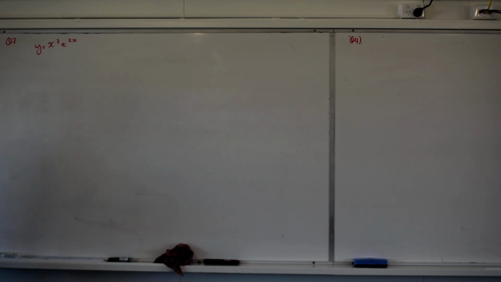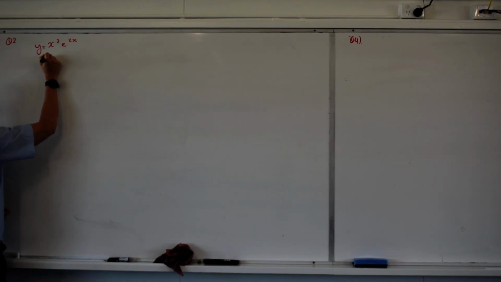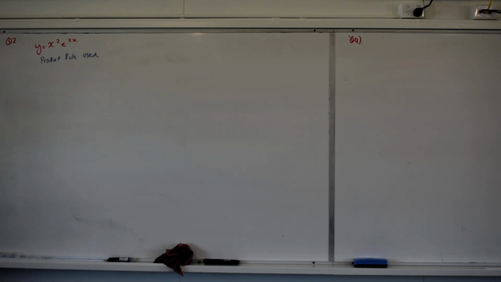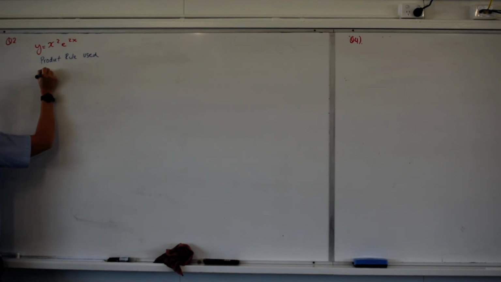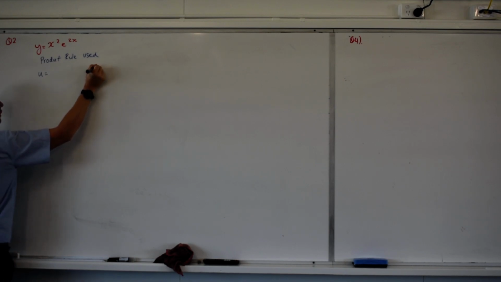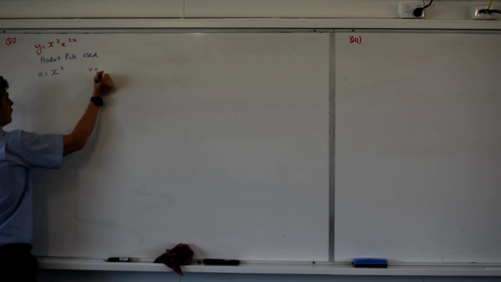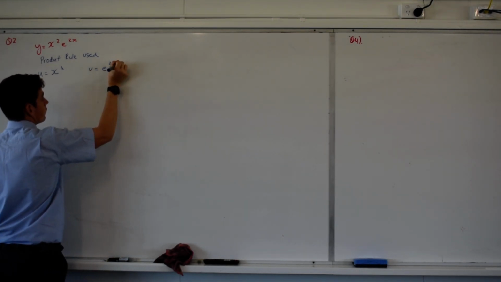Product rule. So before I do anything, if I'm sitting in my exam, I need to make sure that I'm defining what I'm doing. Product rule used. Then I'd have to define what my terms are. Now there's different variations of the product rule. I'm going to use the UV one. I like to do them in columns. U equals x squared. V equals e to the 2x.